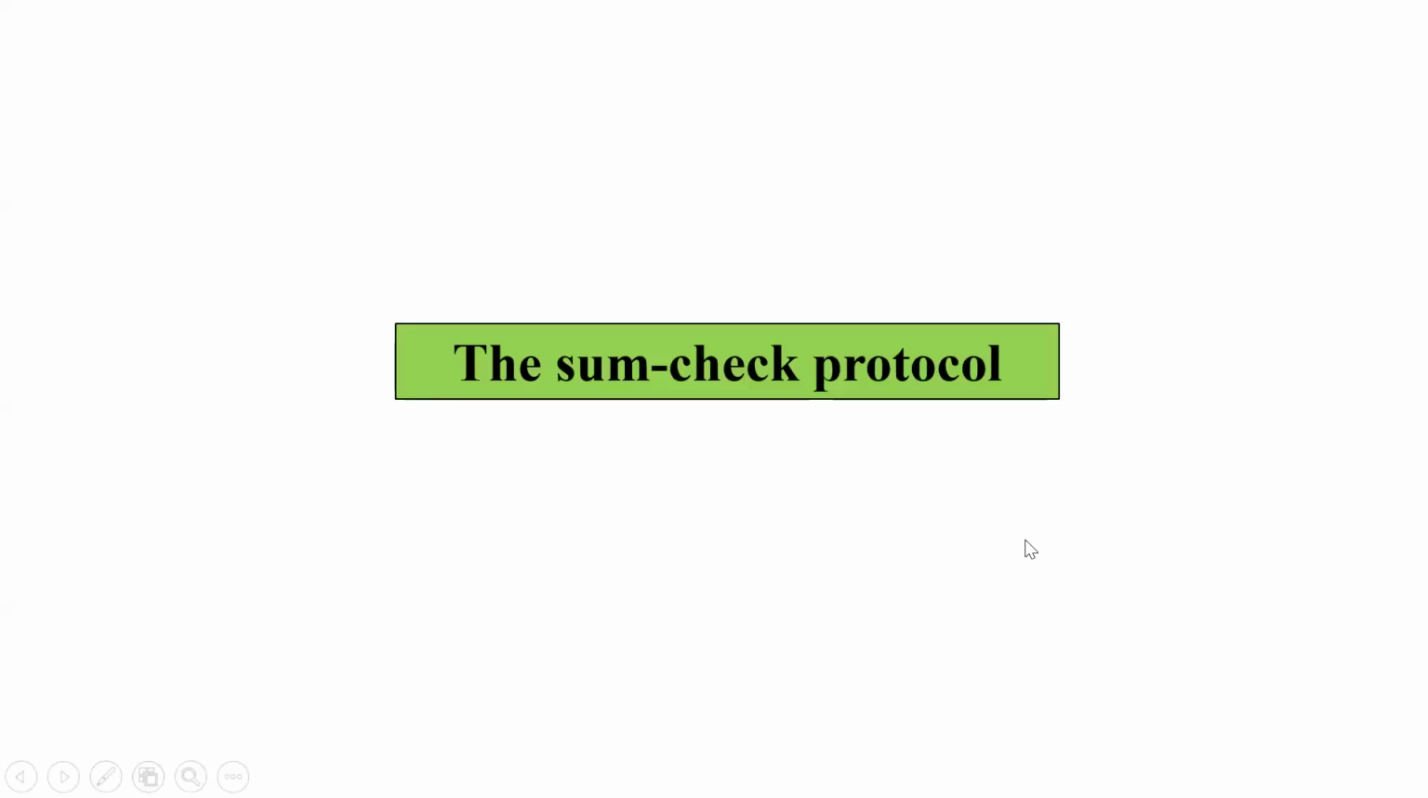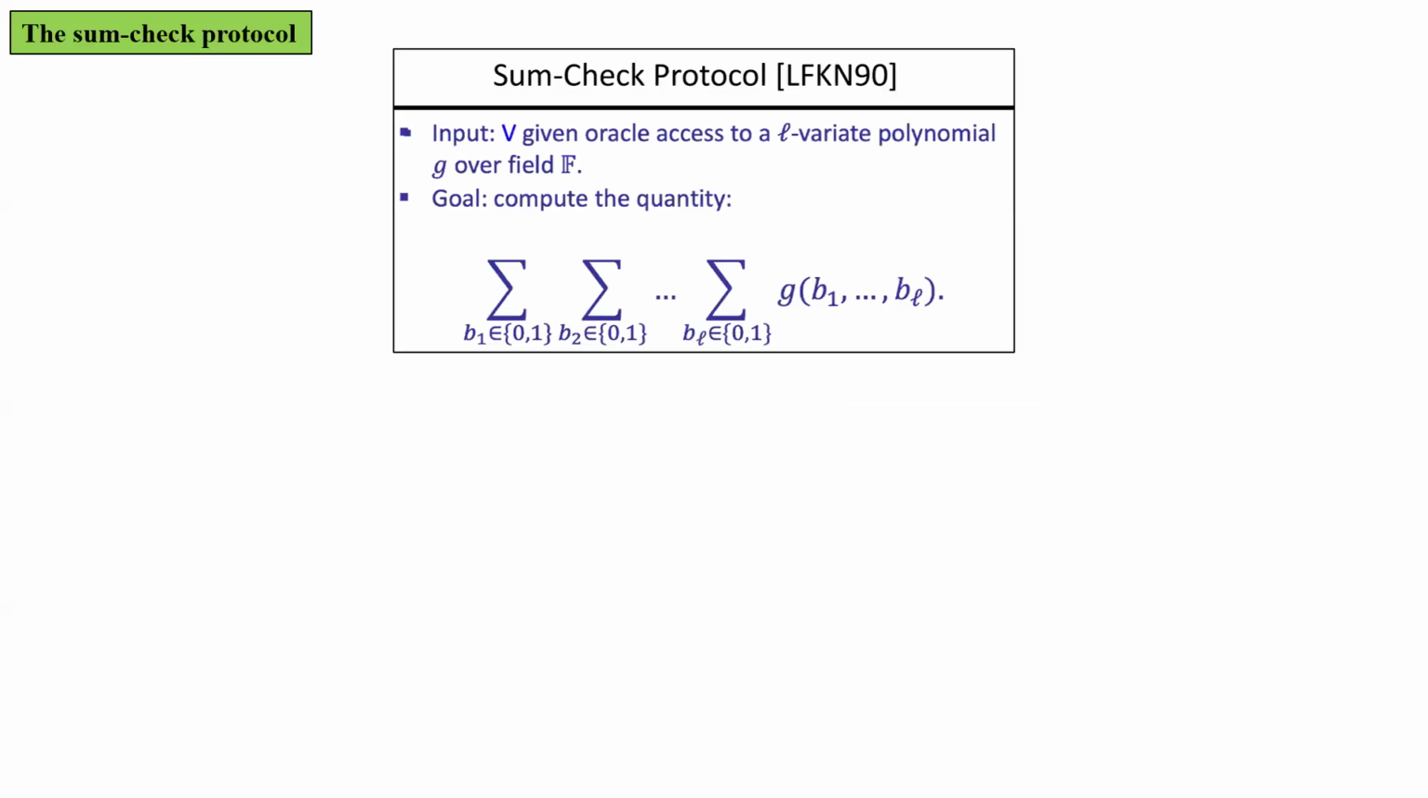Hello everyone. In this presentation, I want to explain the SumCheck protocol. So the problem is how a prover can convince a verifier that she accurately calculated the sum of the evaluation of a function like g over all possible input values consisting of 0 and 1, replacing for the variables b1 to bl.